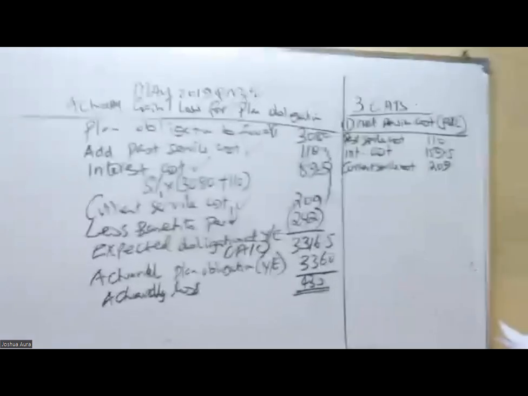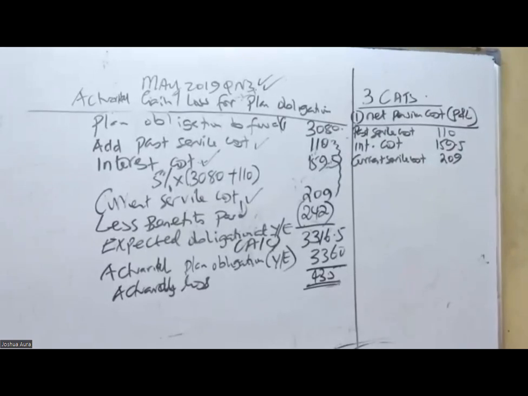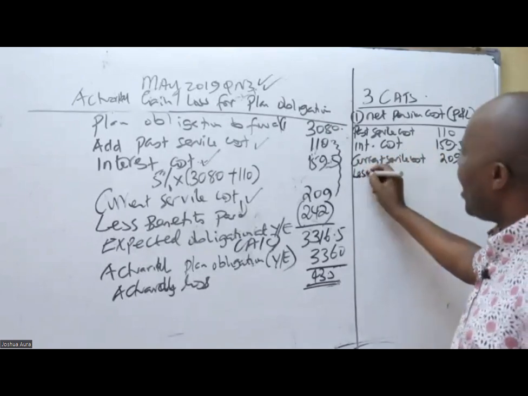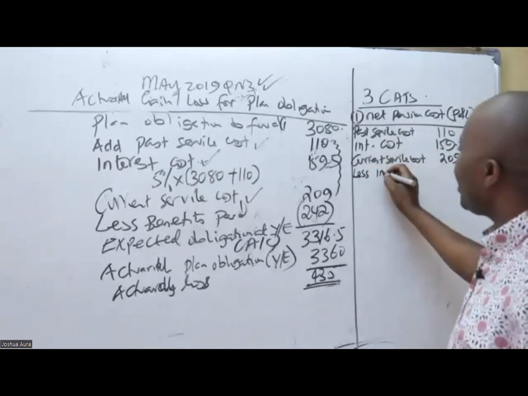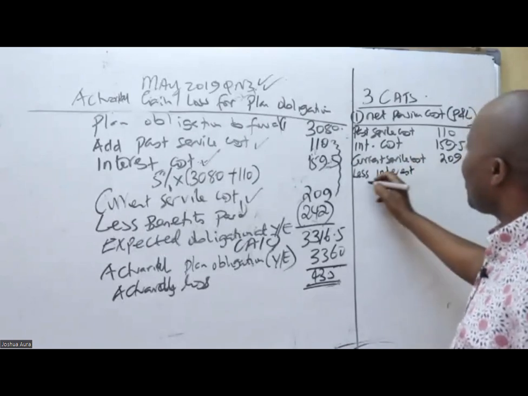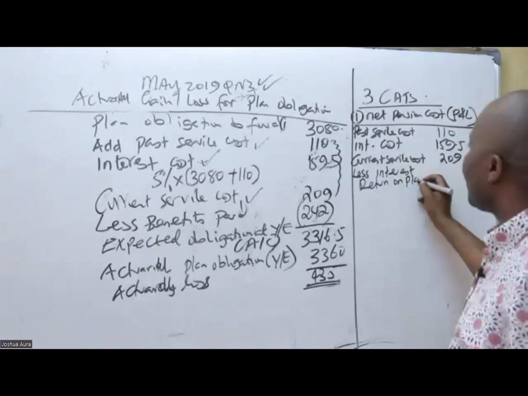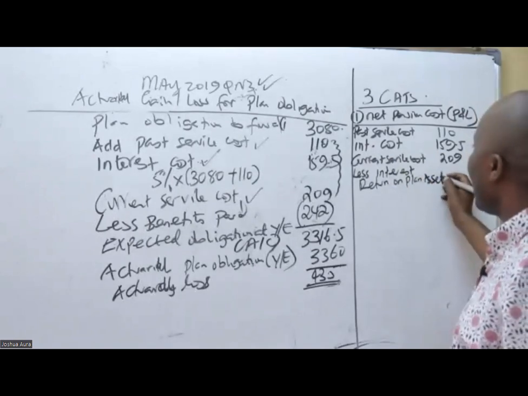So this is very easy. Once I have these three, then I'll come and less the interest return on plan asset.